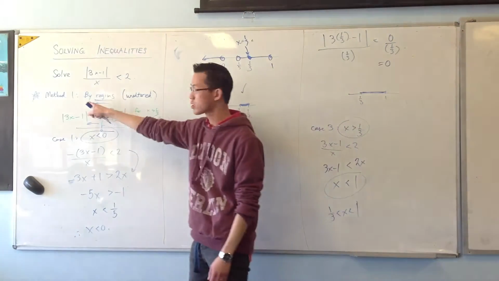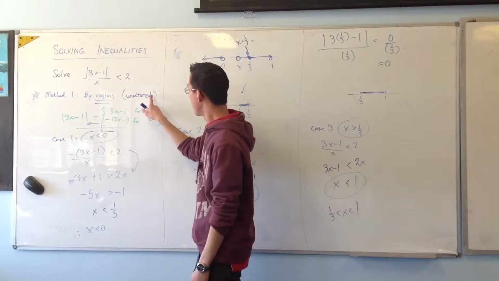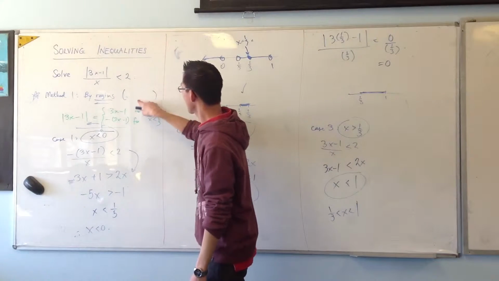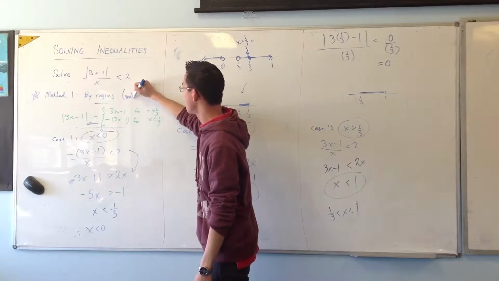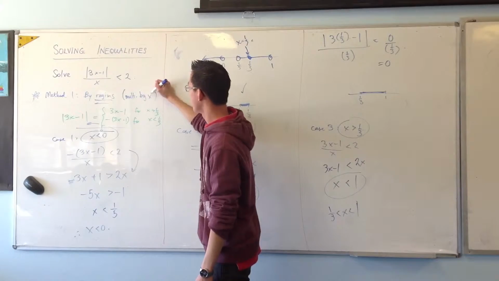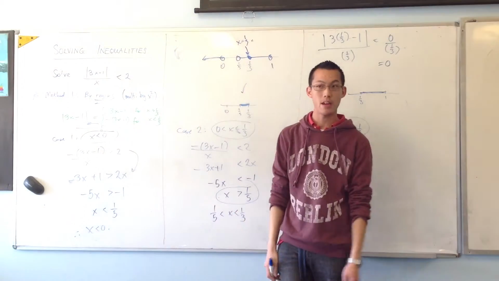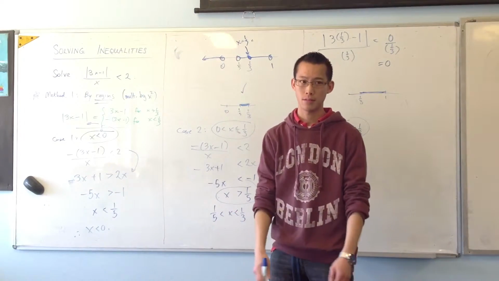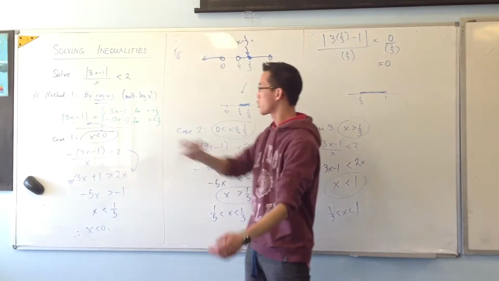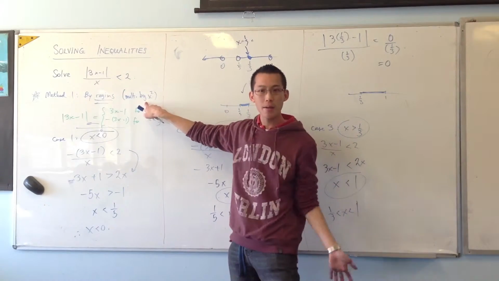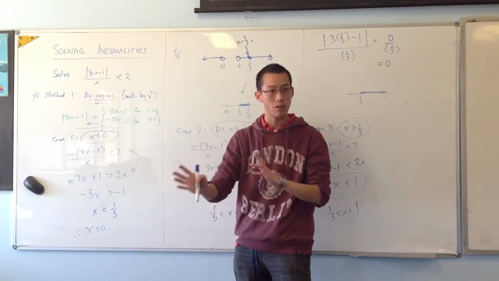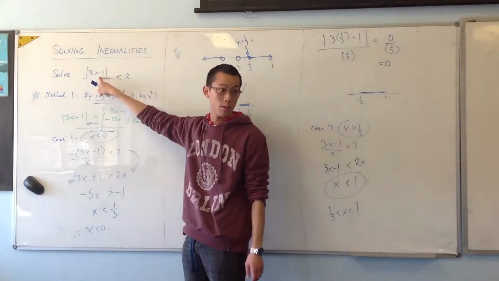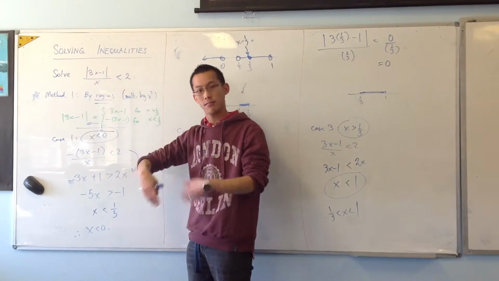I'm still going to solve it by regions, but this time, I'm going to multiply by x squared. Now why is multiplying by x squared a better idea than multiplying by x? Because you know it's positive. X squared is always positive, so I don't need to worry about which direction the inequality goes. I just have to worry about this absolute value. But it lends its own problems.